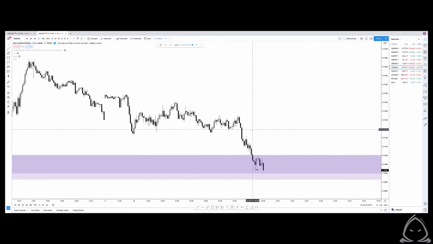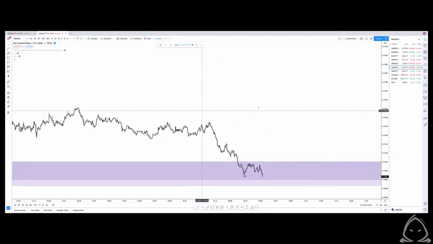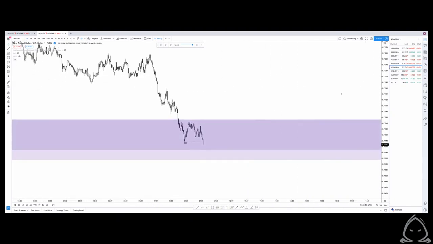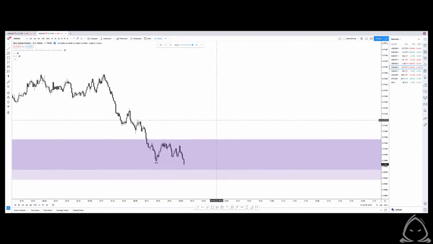So I actually would have taken this on the 1 minute, purely because the way it's set up was a lot cleaner, and I just want to go through my thought process. Like I say, I know a lot of guys have already covered this, but I just think it's a really good example to show you what I look for before I enter a trade.